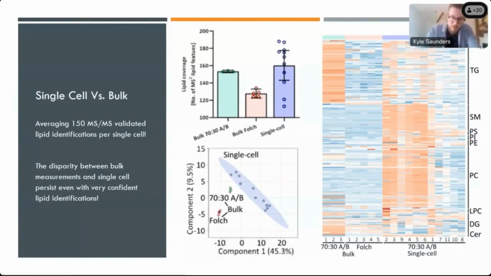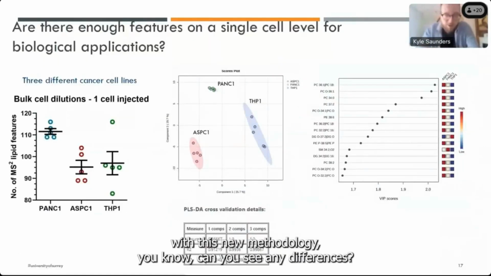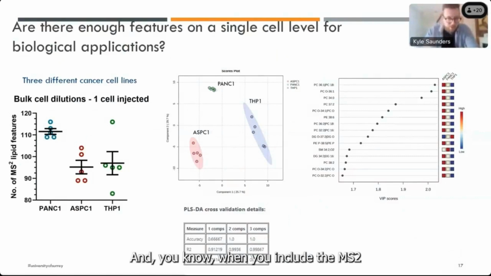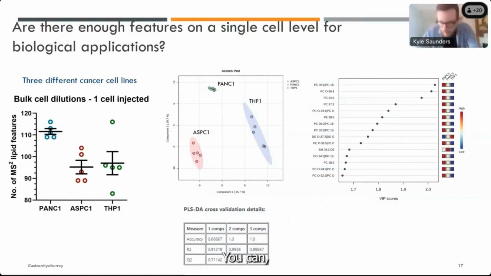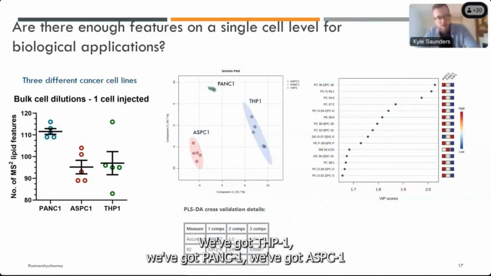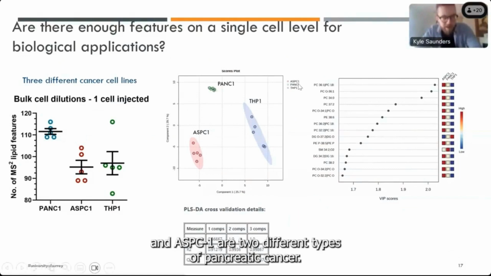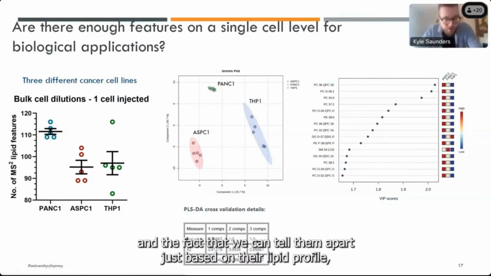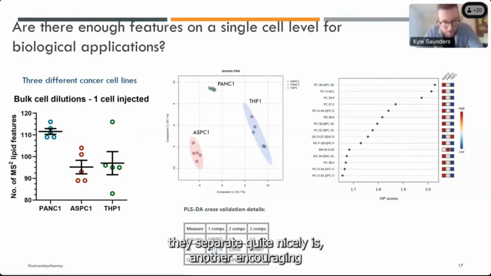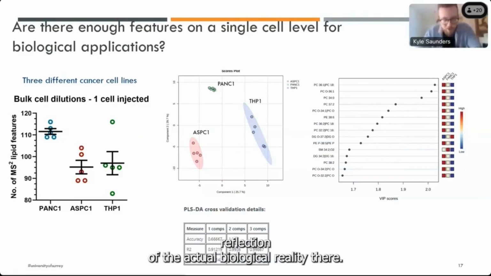So in terms of the biological relevance of what you can pull out with the methodology, can you see any differences? And when you include the MS2, absolutely you can. At the single cell level here, we've got 3 different cancer cell lines. We've got CHP1s, we've got PANC1s, and we've got ASPC1s. And those of you who have worked with these cell lines before know that PANC1s and ASPC1s are 2 different types of pancreatic cancer. And in fact, you can tell them apart just based on their lipid profile. They separate quite nicely. It's another encouraging reflection of the actual biological reality there.